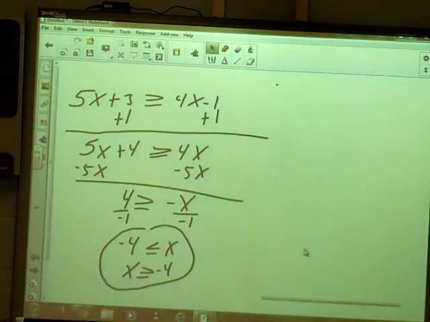I'm going to have negative, oh, my number line just flew. Let's draw another one, see if it'll fly.